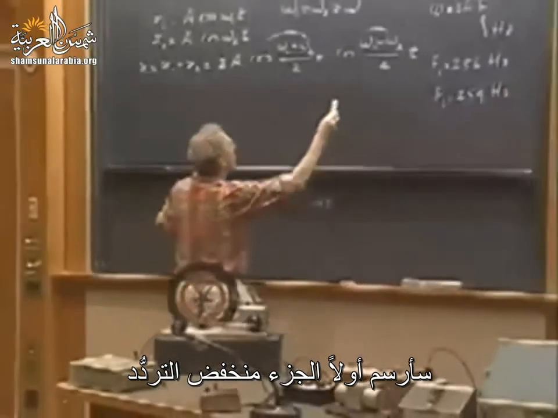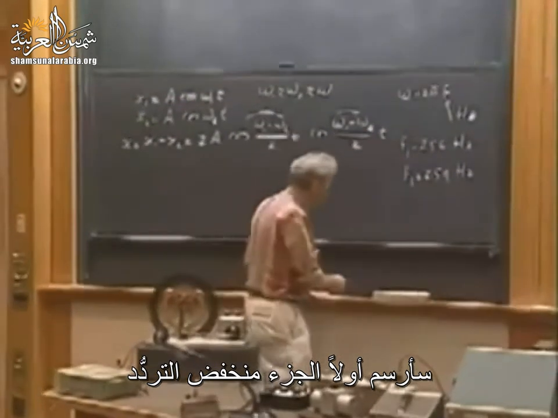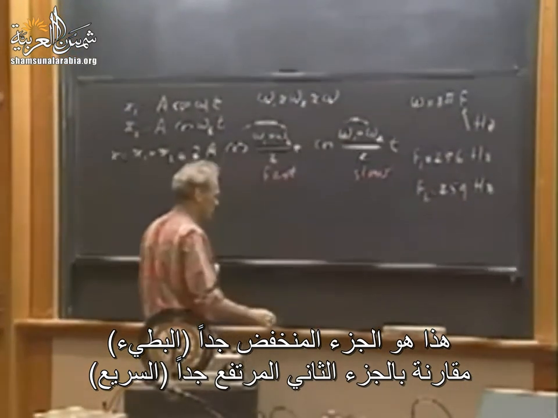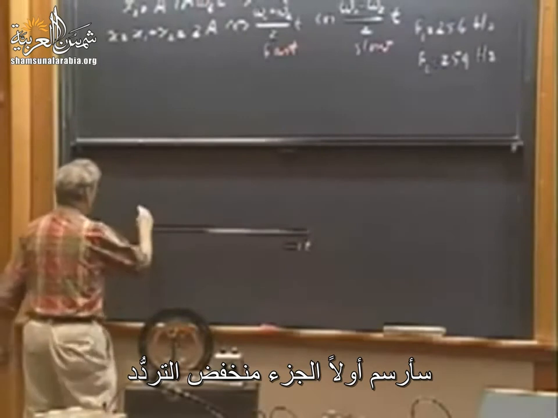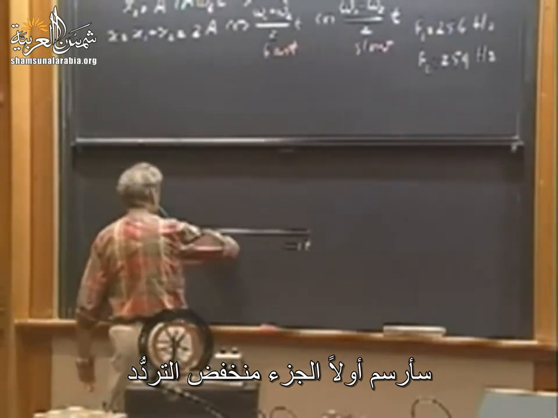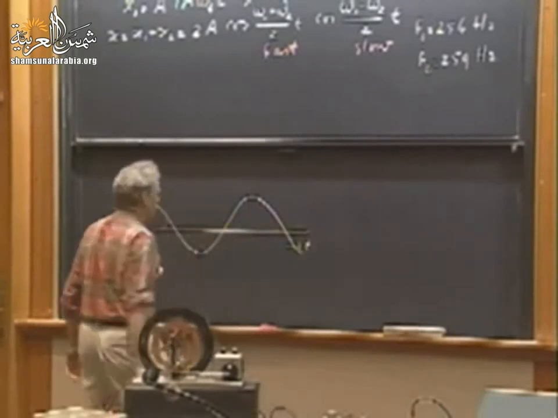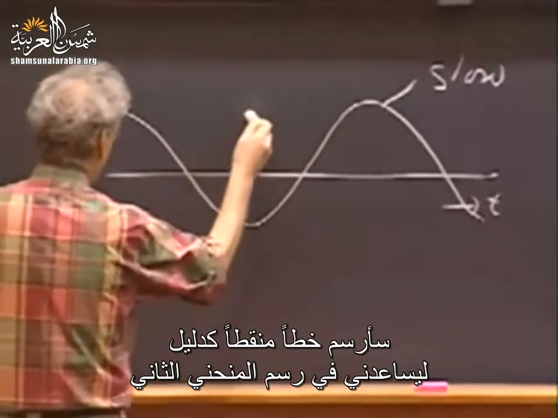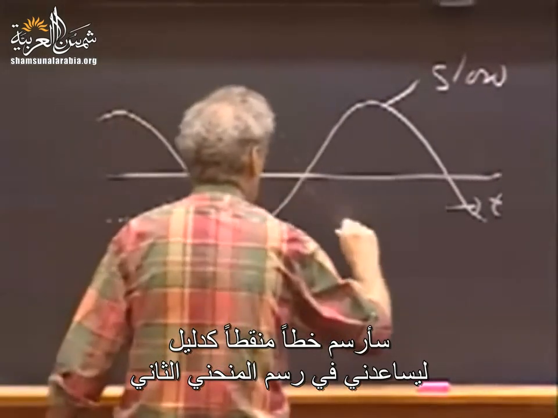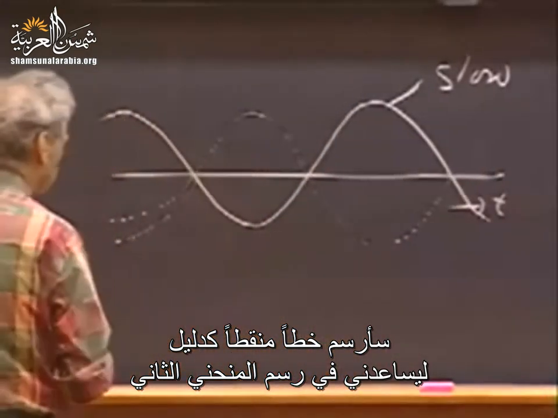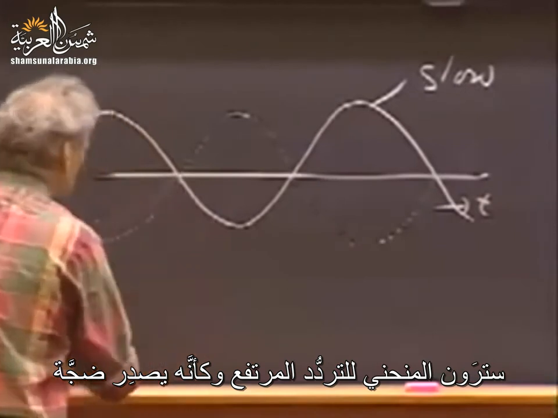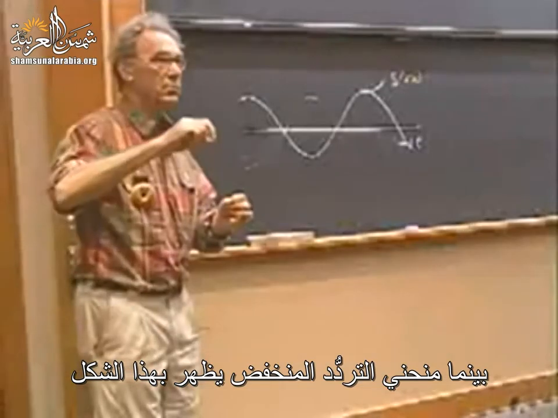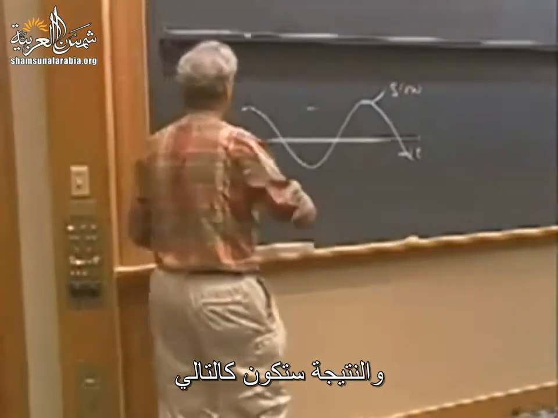And so what happens is that if you make a plot of x as a function of time, I will first sketch this very slow term. So this is very slow compared to this one, which is very fast. I will first make a sketch of the very slow one. So this is the slow one. And I will also make a dotted line here to guide my hand when I make the plot. So what you're going to see now is that the fast term goes like this, and the slow one goes like this. And the net result is this.